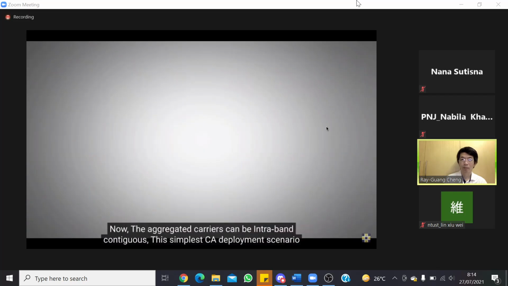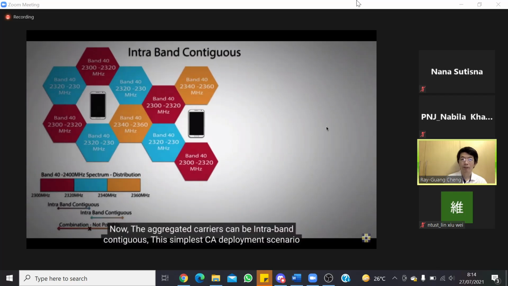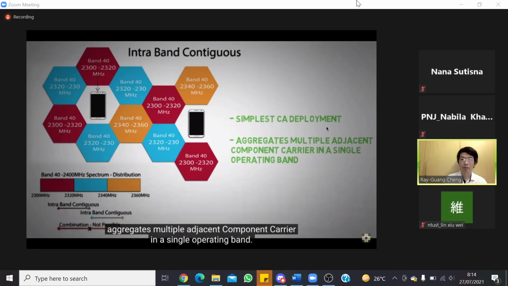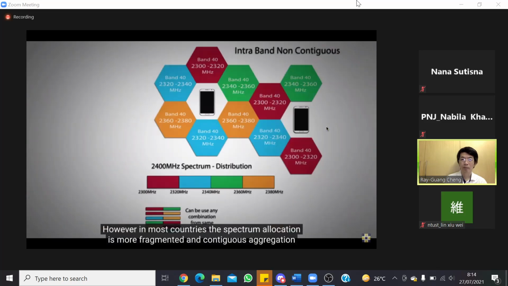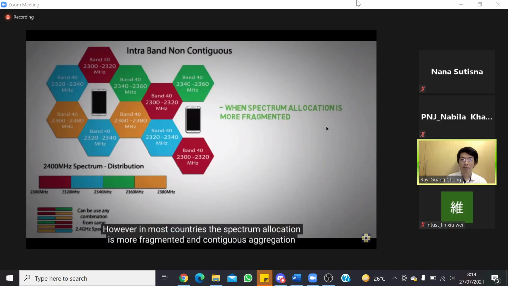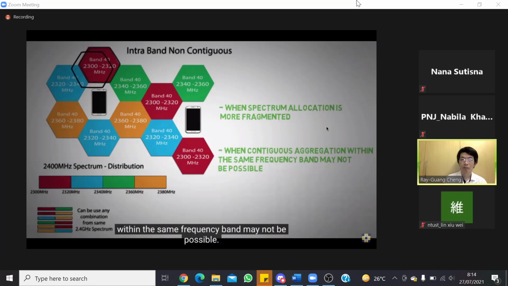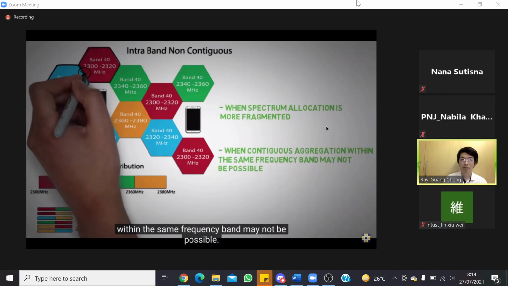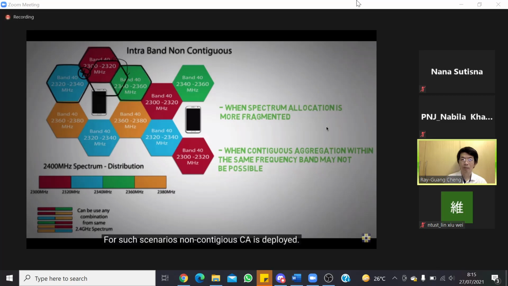Now, the aggregated carriers can be intra-band contiguous. This simplest CA deployment scenario aggregates multiple adjacent component carriers in a single operating band. However, in most countries, the spectrum allocation is more fragmented and contiguous aggregation within the same frequency band may not be possible. For such scenarios, non-contiguous CA is deployed.